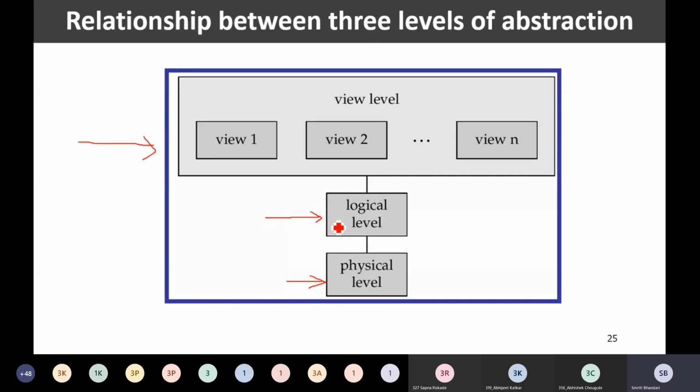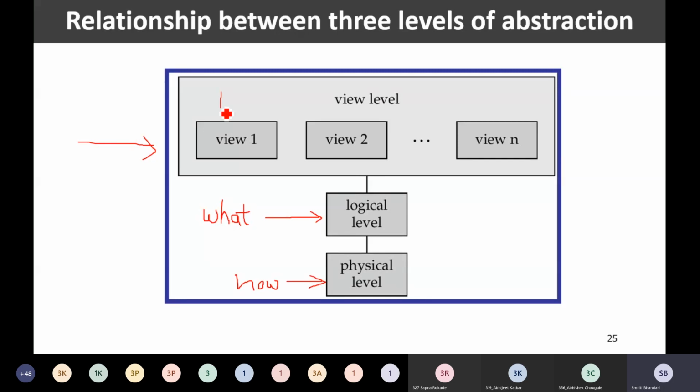At the logical level, we are describing what information we would like to store. So this is how, and at the logical level, we are saying what. What information we would like to store and what the relationships among the data items are. And at the view level, typically we are hiding some part of the information from the users to simplify the access and also to provide some kind of security. So we may have different views at the view level.